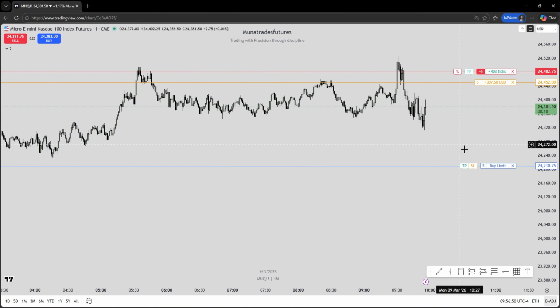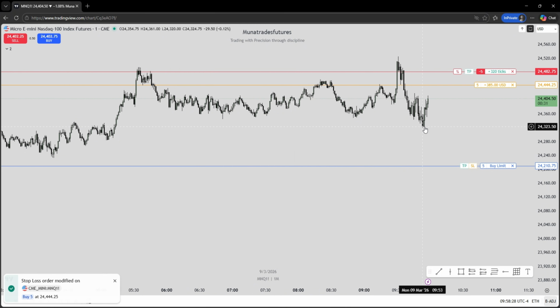And then, what did I do? I secured the majority, about half, of my position when we swept out the first sell side liquidity, because we had the opening range gap above. I wasn't too keen on letting all of my runners go. I wanted to take as much profit as I could away from the market. So yeah, that's just a quick trade breakdown.